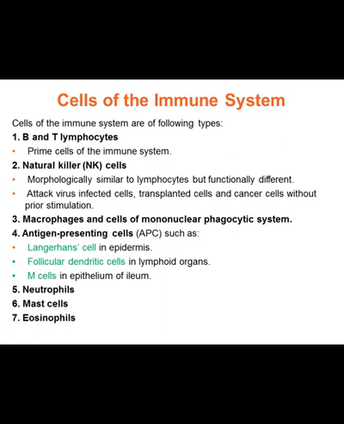Number 3 is the macrophages, the cells of the mononuclear phagocytic system. Number 4, antigen presenting or APC cells. Here the examples are Langerhans cells in the epidermis, follicular dendritic cells in the lymphoid organs, and M cells in the epithelium of the ileum. Next are neutrophils, mast cells, and eosinophils. These were the cells of the immune system.